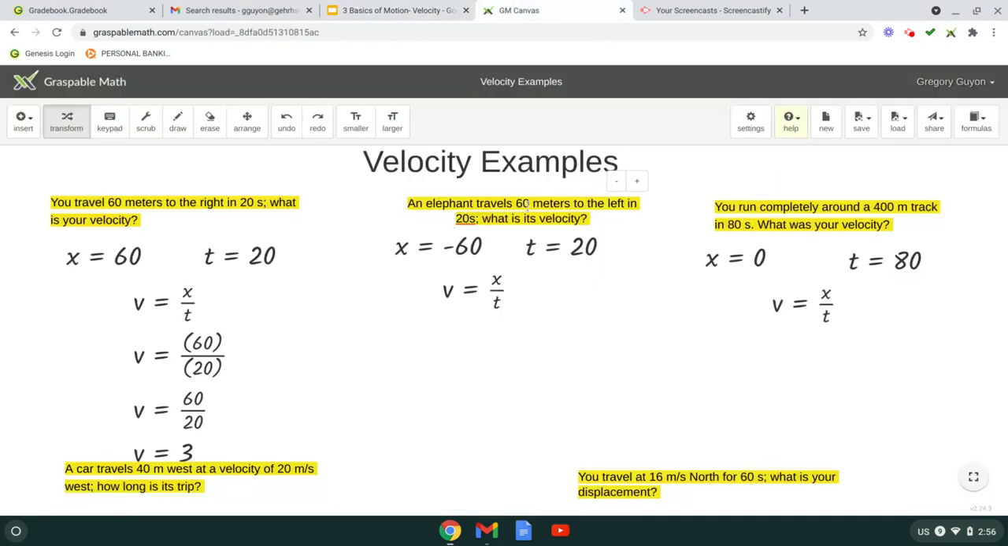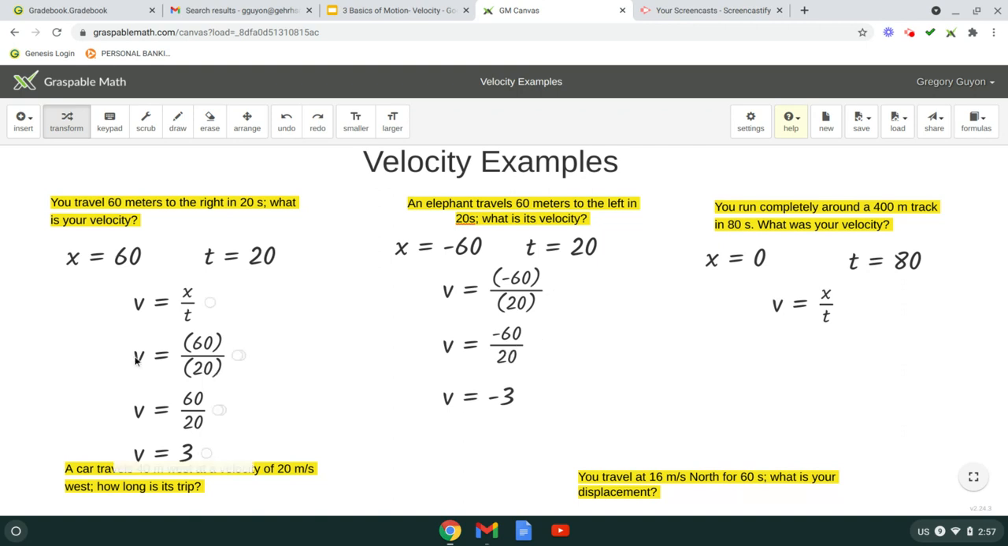An elephant travels 60 meters to the left. Since it's to the left, it's in the negative direction. So we have x equals negative 60, and the time is 20 seconds, so we have t equals 20. Now we can plug our numbers in. X goes in here, and our t goes in at the bottom. Then I click to get rid of my parentheses, and I can double click on my line to get my answer.